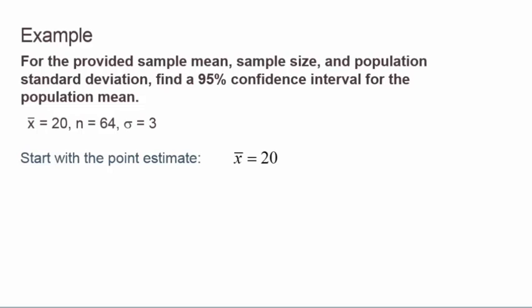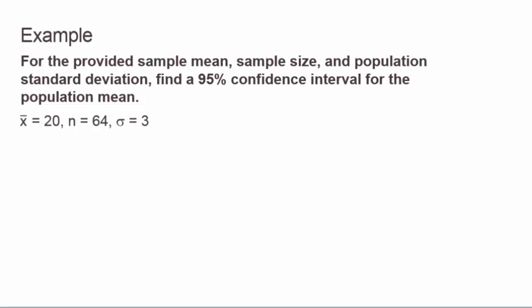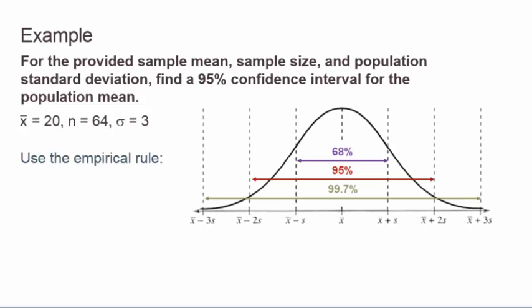To find the standard deviation of the sample mean, we want to use the formula s equals the population standard deviation divided by the square root of the sample size. 3 divided by the square root of 64 equals 0.375. Next, we want to use the empirical rule so we can find the 95% confidence interval. For our empirical rule, the 95% confidence interval is within 2 standard deviations of the mean.